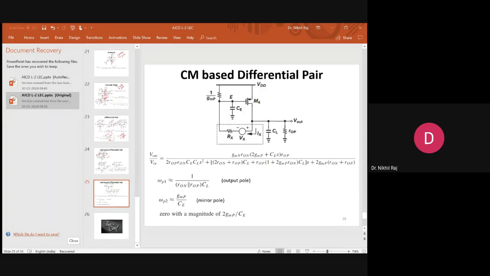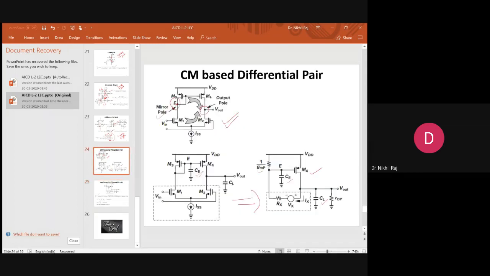So here calculations are shown for what will be the V out and V in ratio. Okay, how many poles will be there? Let's analyze the poles. So I know here two nodes are there, node E and node out. So there are two nodes, so definitely there will be two poles.